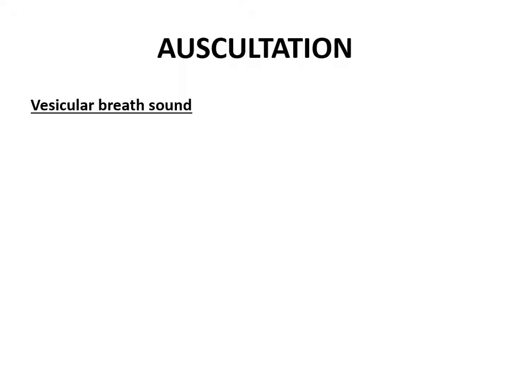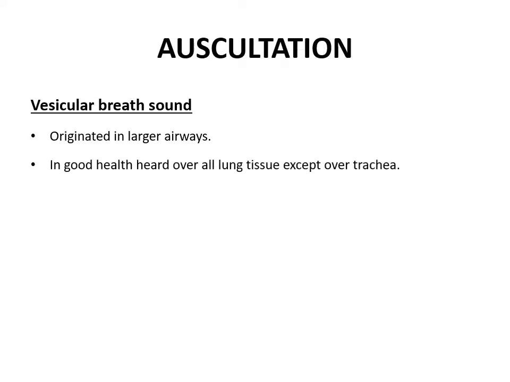Vesicular breath sounds. These breath sounds originate in the large airways, and are heard all over the lung tissue except over the trachea. So vesicular breath sounds should be heard on the periphery of the lung. Presence of vesicular and bronchial breath sounds in a normal subject is normal, right? But the location of these sounds is important. That is, vesicular breath sounds are heard on the periphery, but bronchial breath sounds are heard on the trachea.